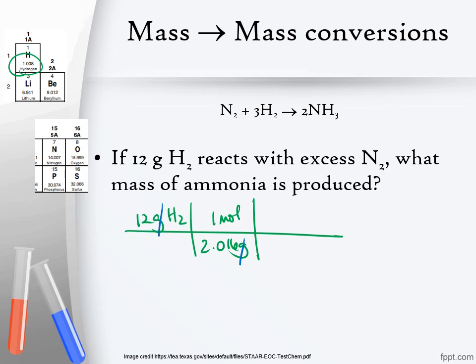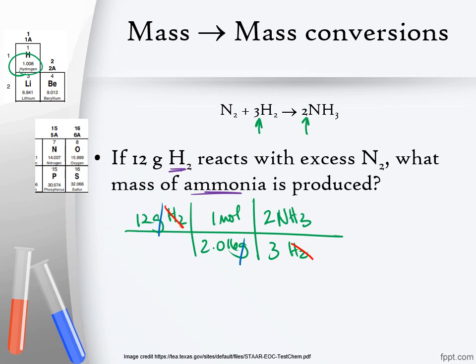I want to turn my hydrogen into ammonia. We're going to do that by putting H2 on the bottom and ammonia on the top. The numbers that need to go in here are the mole ratio coming from the coefficients from the balanced equation. That's a 3 in front of hydrogen and a 2 in front of ammonia. So now hydrogen, top and bottom, cancels out.